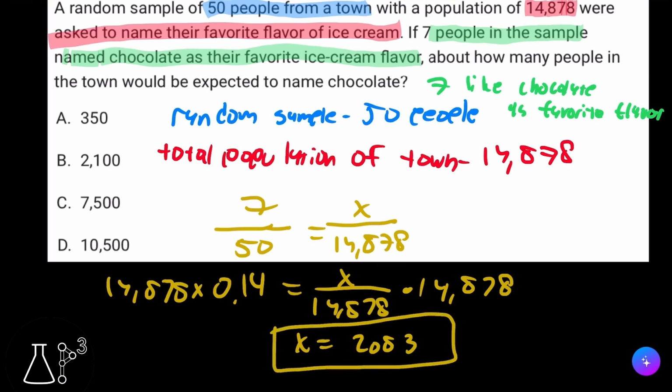Remember, this is an estimation, not exactly the actual. It's an approximation. And we're looking for about how many people in the town will be expected to name chocolate. Well, we just have to compare the answer choices and figure out which answer is closest to the one I got for x. As we can see, the only one that can solve for that is going to be B.